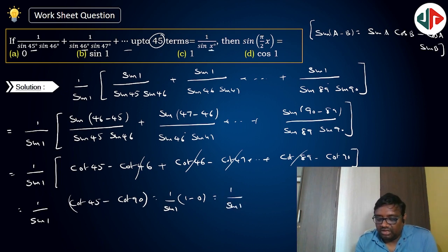So in place of x, what is there? 1 degree. Sine of pi by 2 into 1 means sine 90. Sine 90 value is what?